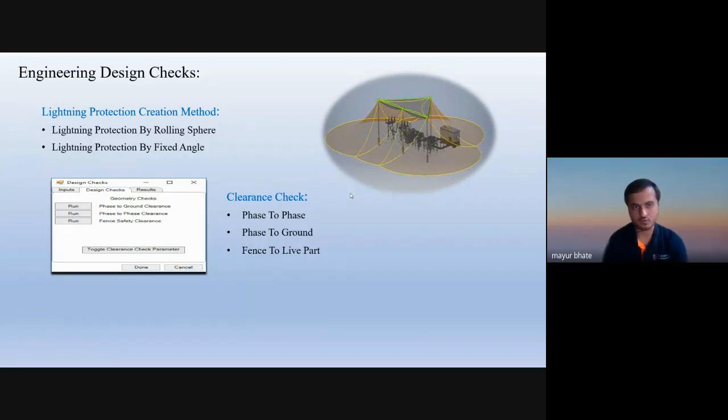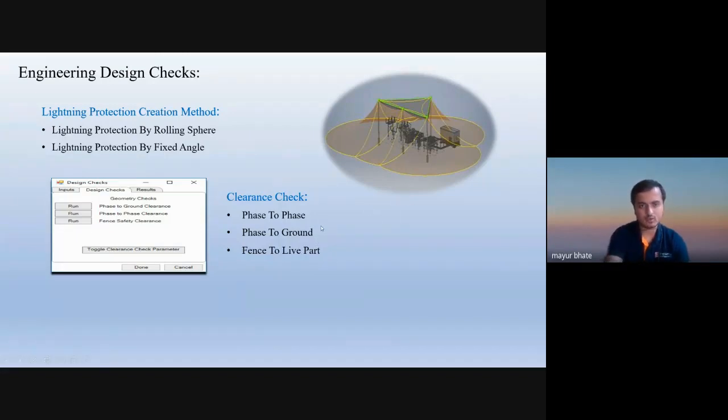So this software uses two methods: lightning protection by rolling sphere and lightning protection by fixed angle. And as you can see on the right side in this image, such kinds of images are generated. Not images, it is a kind of simulation that you will further watch in the demonstration, showing how we can justify that no equipment of the substation is exposed to a direct lightning stroke, and everything is protected.